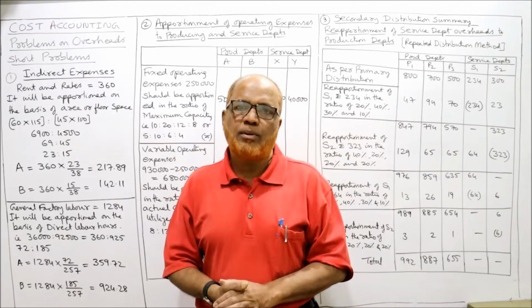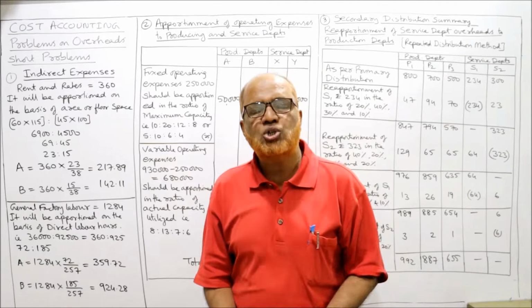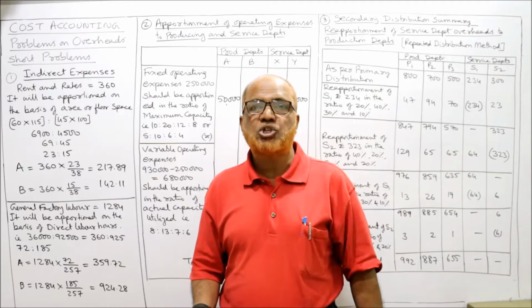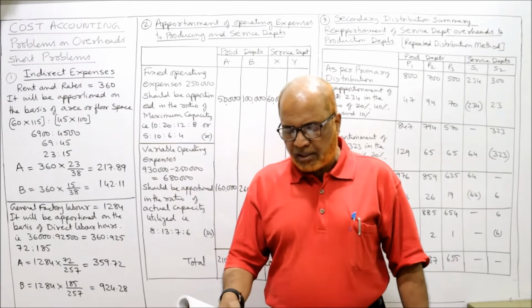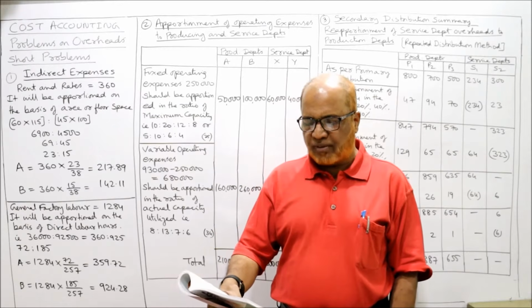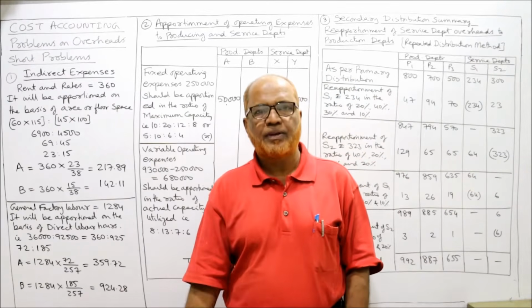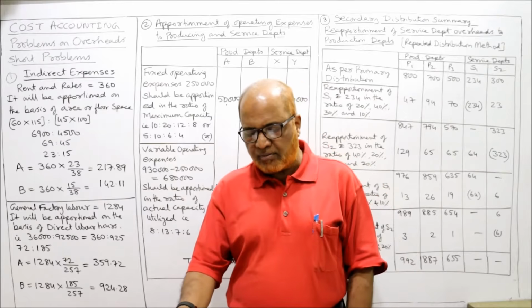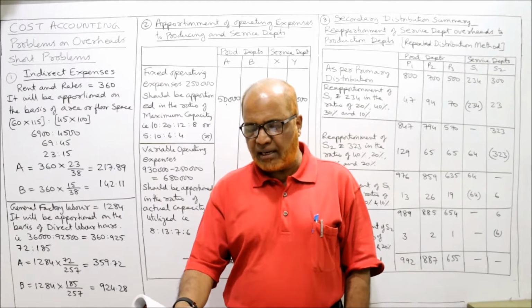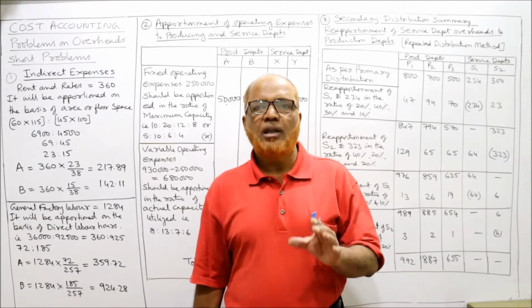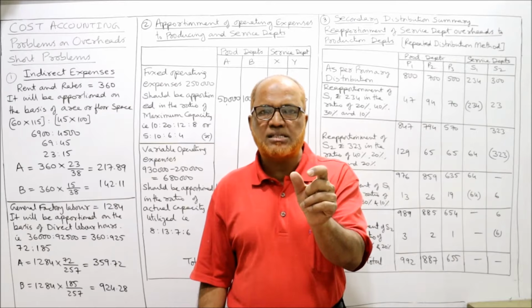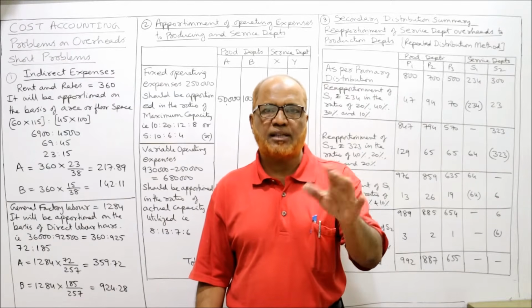Come on, we'll start the problems now. First, we'll do the short problems on overheads, then we'll go to long problems. See the first short problem. The following indirect expenses are to be apportioned between the products A and B on the basis of the information given thereunder. So, two indirect expenses are given: rent and rates 360, general factory labor 1284. Now it is asking you to apportion these indirect expenses on the two products, A and B.